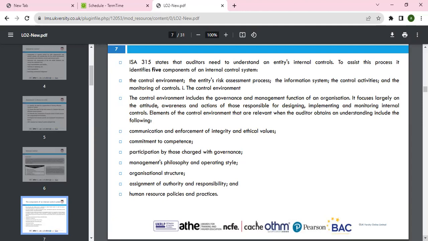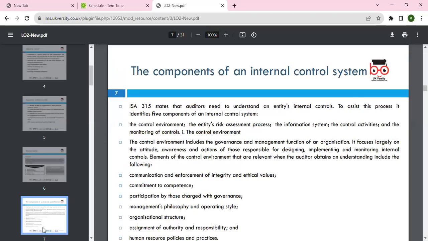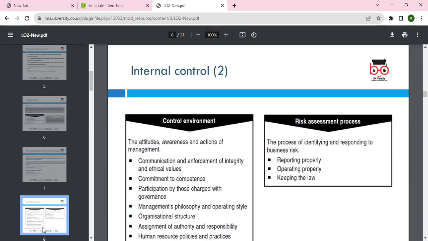So commitment to competencies, and we can look at the participation by those charged with corporate governance. Like Enron and various other companies, it was a wonderful company, many years in operation, but it was not sustained. So we can detect the fraud, and compliance procedures need to be in place. Human resource policies: what are the policies of selection? Not selecting based on our liking and disliking, not on competency, that can be a big issue. So components of internal control, which we can look at: the control environment, attitudes, awareness, and actions of management, communication, and enforcement of integrity and ethical values.